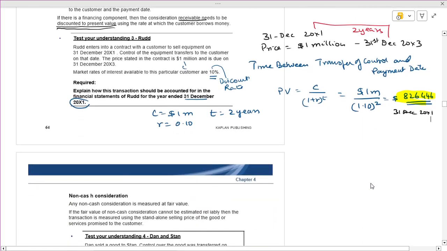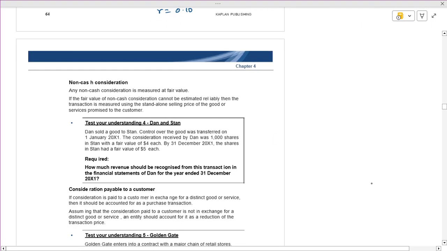Okay. Now, non-cash consideration. Any non-cash consideration is measured at the fair value. Keep it in mind. If the fair value of non-cash consideration cannot be reliably estimated, then the transaction is measured at the standalone selling price only. If it is not cash, then you have to take the selling price only. You should not assume whatever is there. We have to be realistic in that.